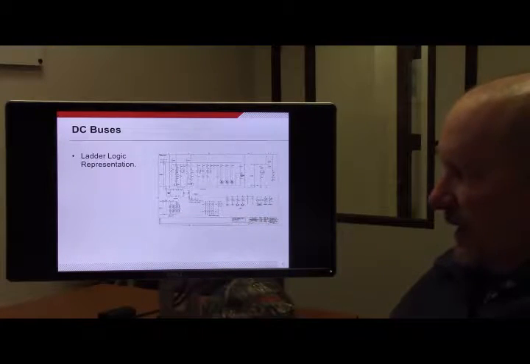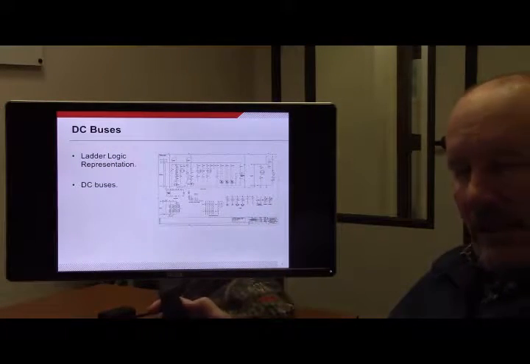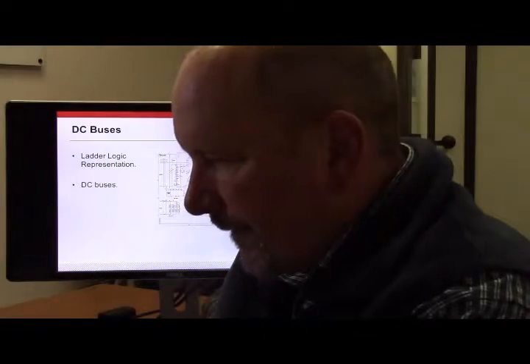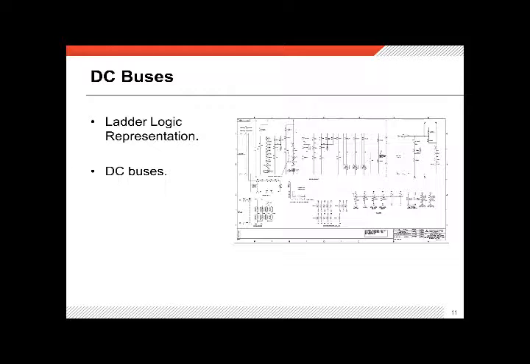Now again, it's presented in ladder logic format. You'll see the DC buses that we have. And you also have, by the way, AC buses. You can use AC for a number of different functions, including control voltage. And you'll see that down in this corner where we have some heaters.